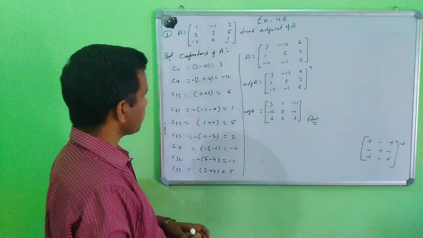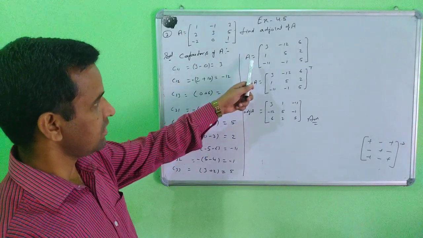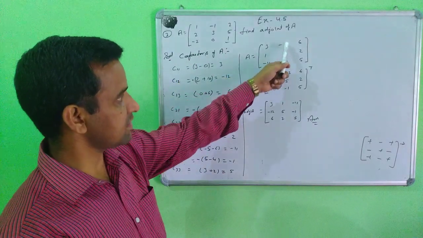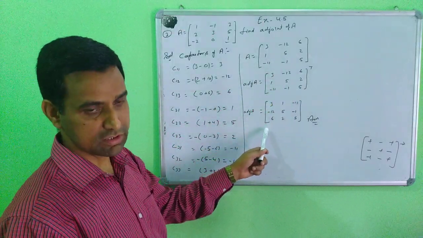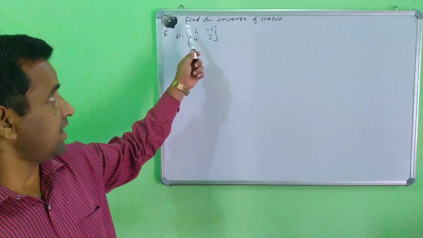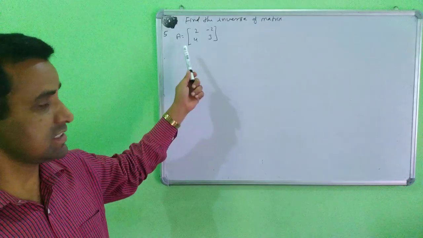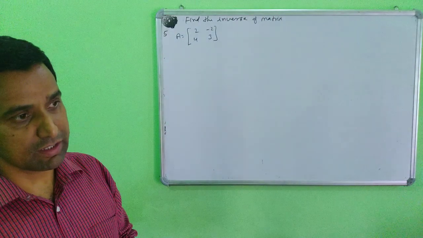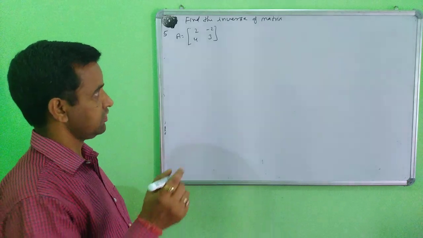Now look here. First you find the cofactors, then write in the matrix form, then again you find the transpose of this matrix, and then you find your adjoint A. This is your answer. Yes, student, I am taking the fifth question: find the inverse of the matrix. Matrix is given here. First you find the adjoint, then you find the inverse.